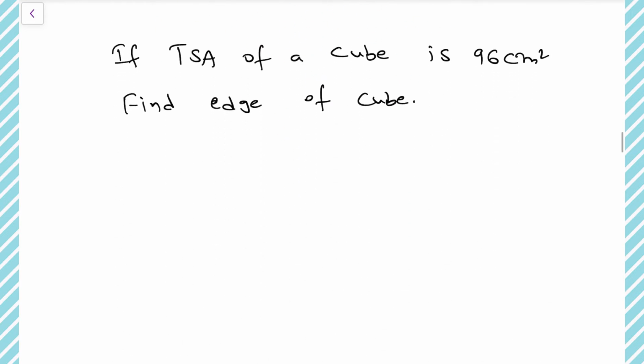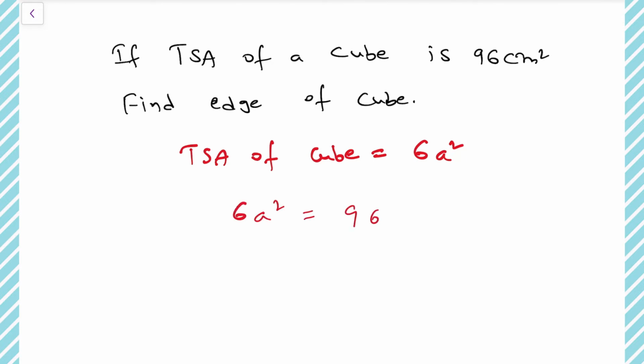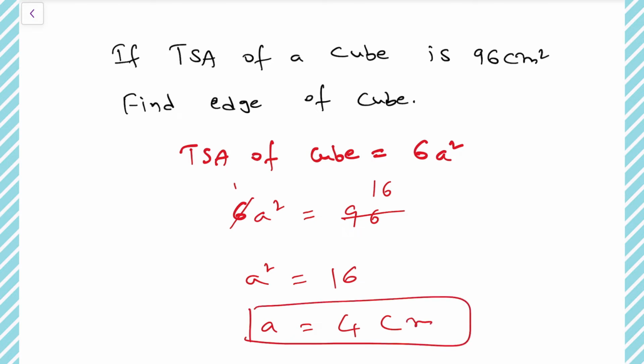Next, if the TSA, total surface area of a cube, is given as 96 centimeter square, then find the edge of the cube. So what is the formula for TSA of a cube? TSA of a cube equals 6a square. So this 6a square value is given as 96. 6 ones are 6, 6 sixteens are 96. So a square equals 16. Then a value will be 4 centimeters. Then the edge of the cube is 4 centimeters.